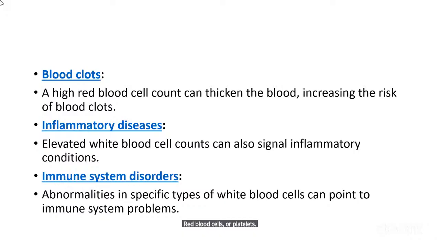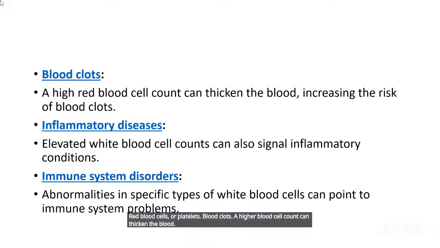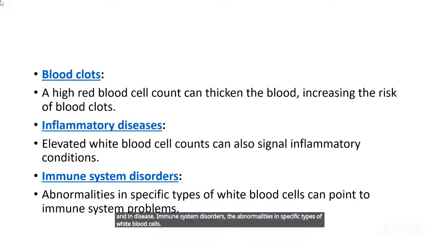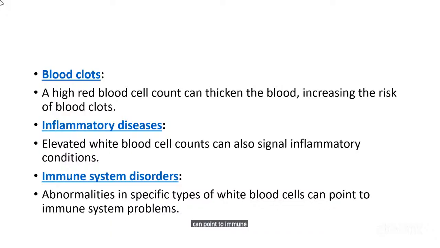Blood clots. A high red blood cell count can thicken the blood, increasing the risk of blood clots. Inflammatory diseases. Elevated white blood cell count can also signal inflammatory conditions. Okay? Immune system disorders. Remember, we are talking about blood count in health and in disease. Immune system disorders. The abnormalities in specific types of white blood cells can point to immune system problems.